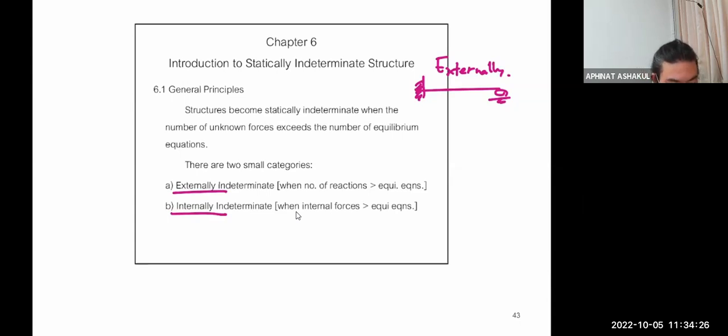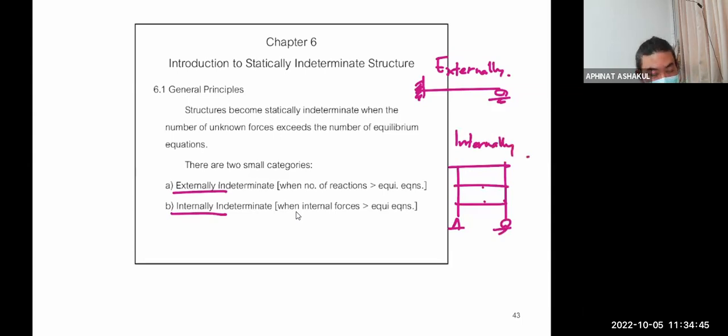And the internally indeterminate is something that even though you have known your reactions, you still cannot solve it like this. These extra members inside will give you the internally indeterminate.